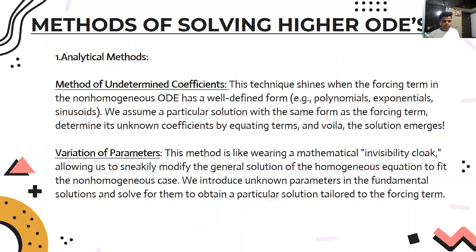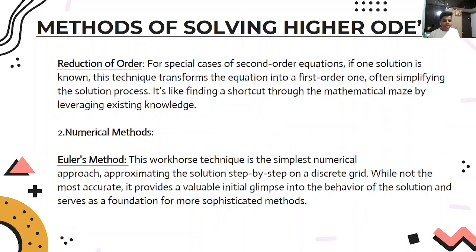Then comes variation of parameters. This method is like wearing a mathematical invisibility cloak, allowing us to sneakily modify the general solutions of the homogeneous equation to fit the non-homogeneous case. We introduce unknown parameters in the fundamental solutions and solve for them to obtain a particular solution tailored to the forcing term. Then reduction of order.